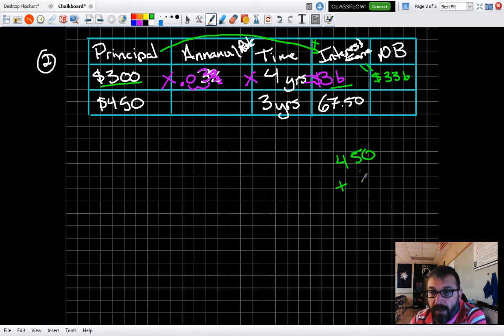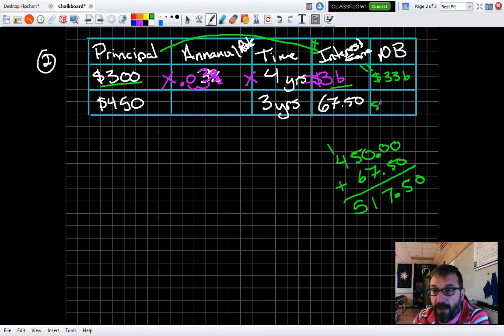450 plus 67.50. Always line up your decimals when adding and subtracting. 0 plus 0 is 0. 0 plus 5 is 5. 0 plus 7 is 7. 5 plus 6 is 11. Carry the 1. 5. So my new balance will be $517.50.